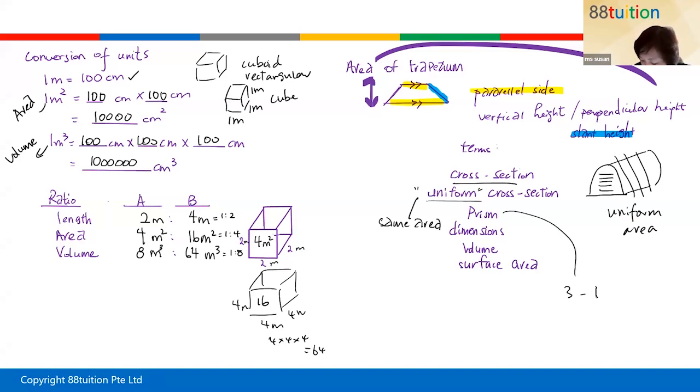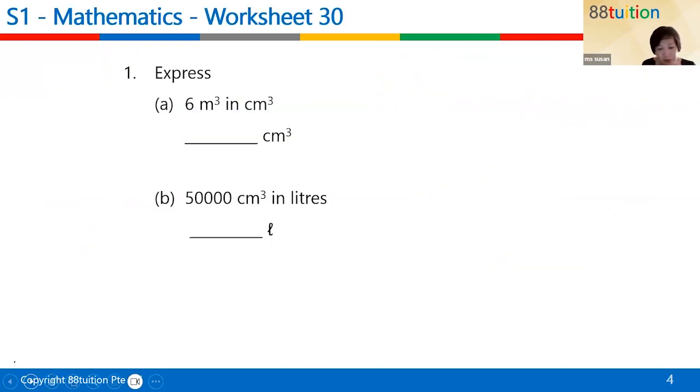Prism usually comes with a 3D diagram. And what is called dimension? Dimension are the measurements given for the shape. And in this chapter, we are now talking about area and surface area and volume mostly. Okay, let's start with this.